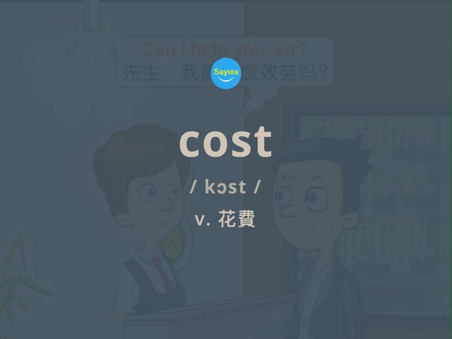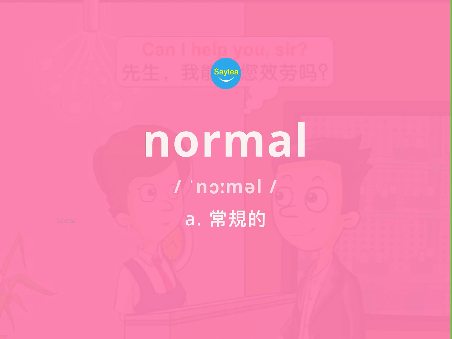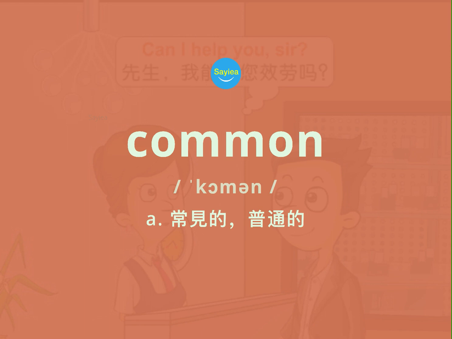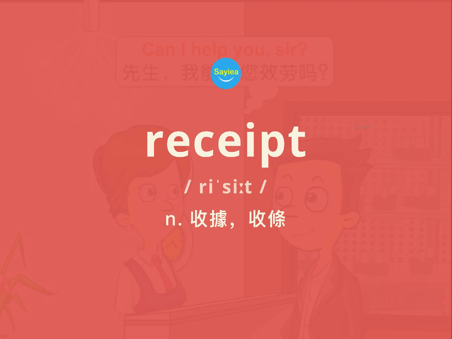Cost. Cost. Cost. Cost. Cost. Normal. Normal. Normal. Normal. Normal. Inch. Inch. Inch. Inch. Inch. Common. Common. Common. Common. Common. Receipt. Receipt. Receipt. Receipt. Receipt.